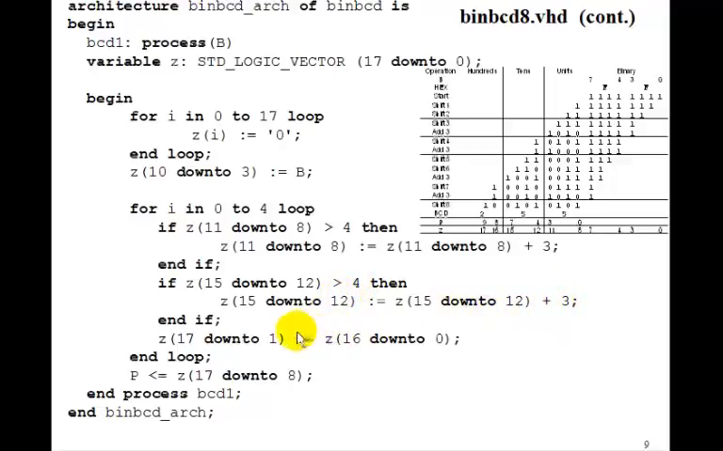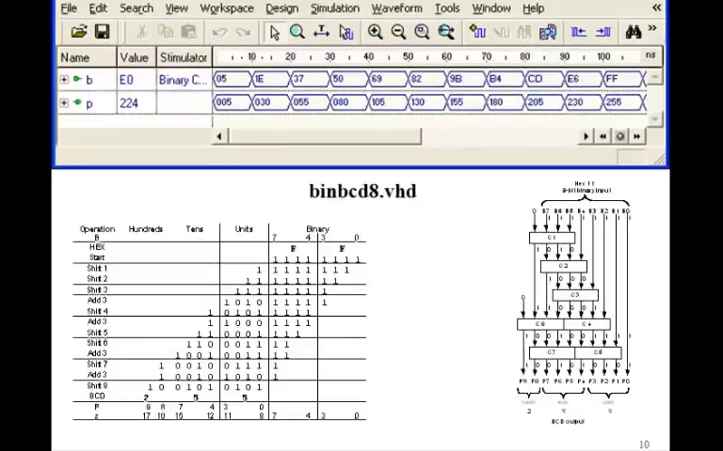And then we have to shift Z left 1 bit. That's Z(17 down to 1) gets Z(16 down to 0). That just shifts Z left 1 bit. And we do this 5 times, and when we're done, the answer P is in Z(17 down to 8). And that will contain the 8-bit number. And we can check it by doing a simulation.